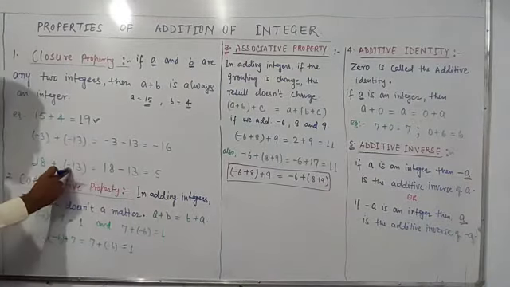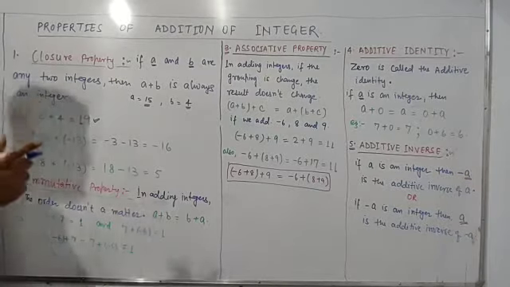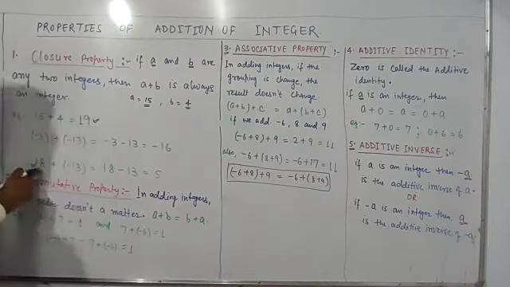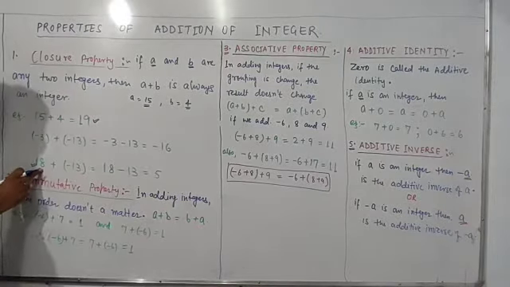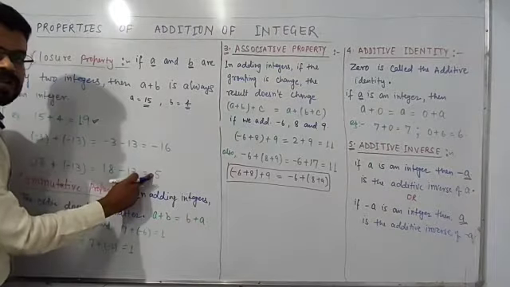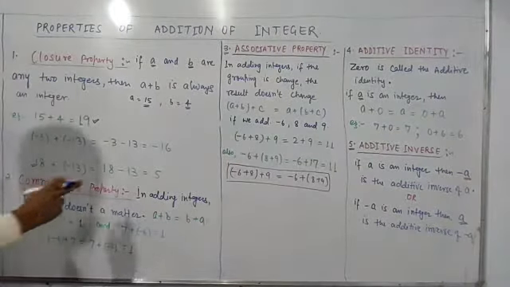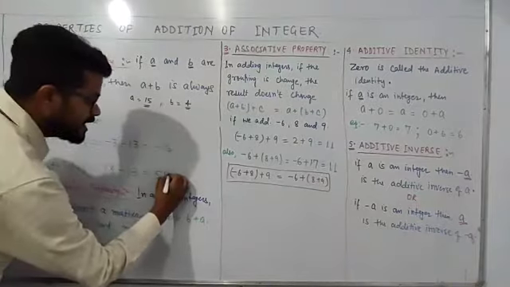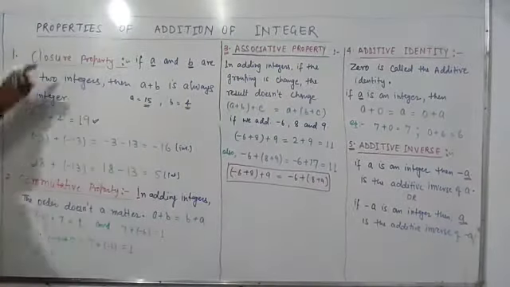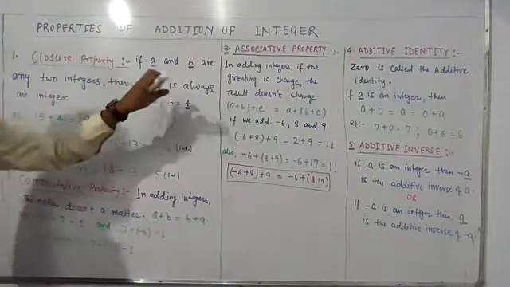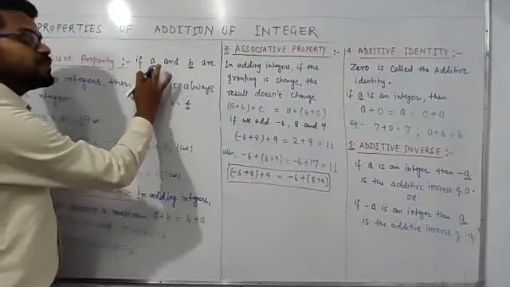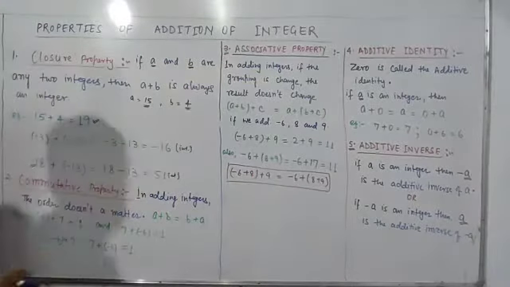We check the sign of both numbers. This is plus and this is minus. So which one is greater, 18 or 13? 13 is less and 18 is greater. Before 18, what is the sign? Plus. So the value is plus 5. So 5 is also an integer. Hence, according to the closure property, addition is always an integer if a and b are integers.